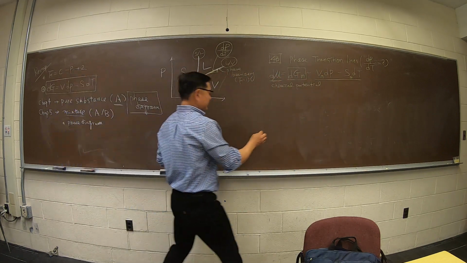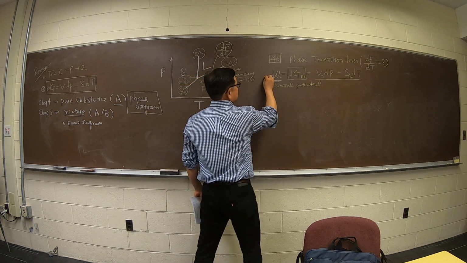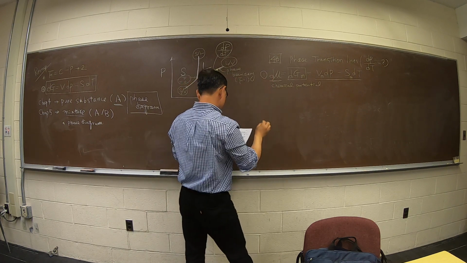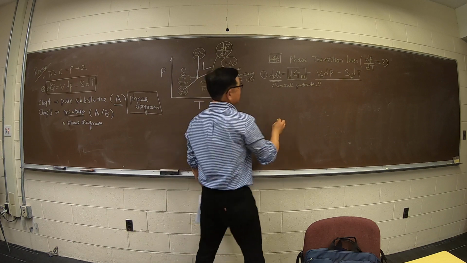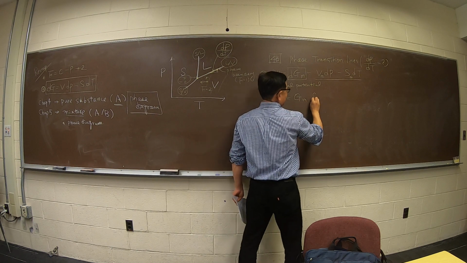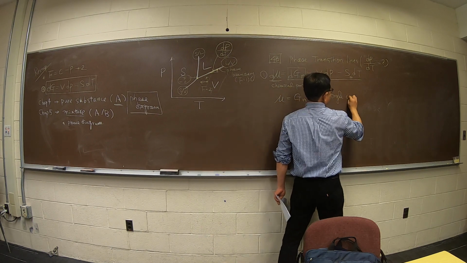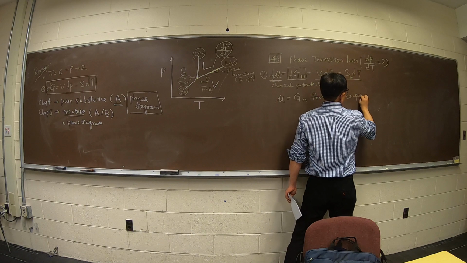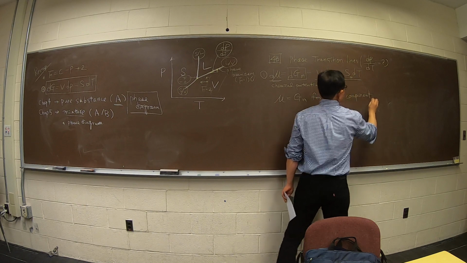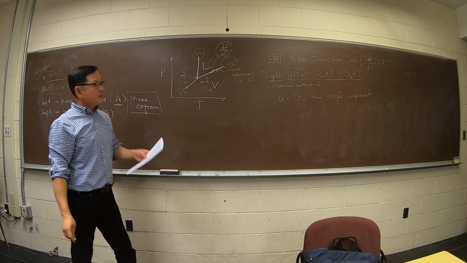So this is the first one that we are going to say. So the mu is Gn for a single component. And that's the focus for this chapter 4, which you will be finishing up.